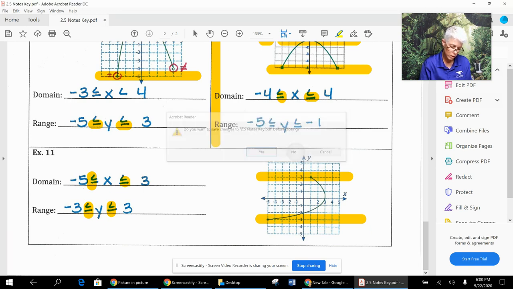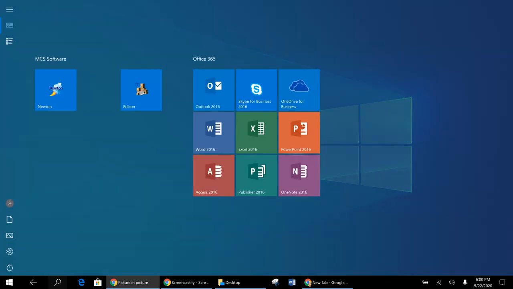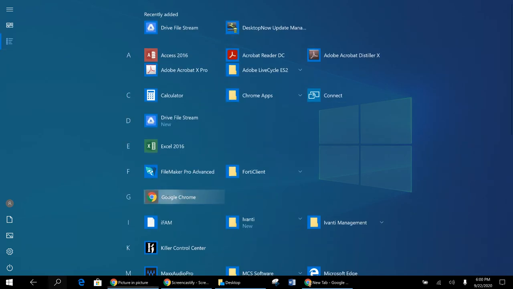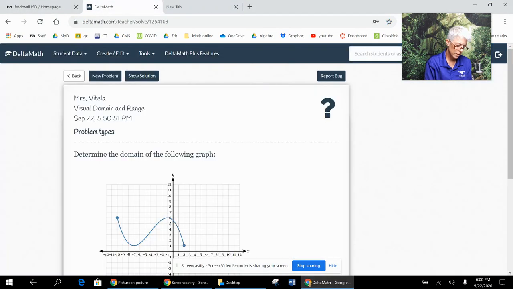Do you want to save changes? No. Let's see. It's here somewhere. Let me see if I can find it. Come on. All right, there it is.